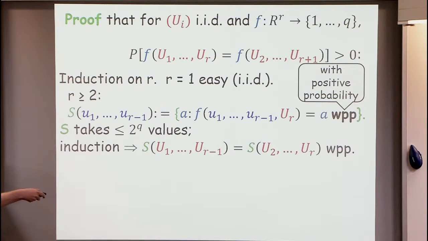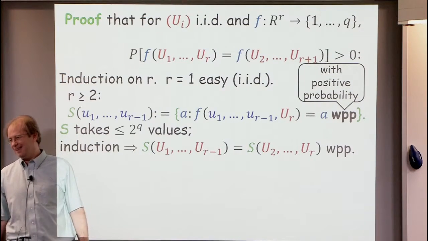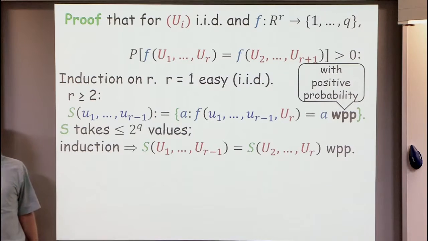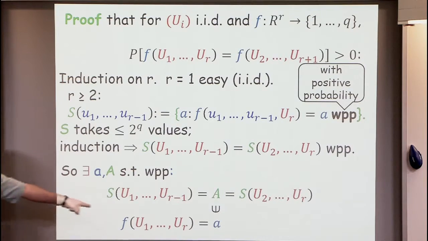And the inductive hypothesis says with positive probability, S of u1 up to ur minus 1, where these things are random again now, equals, slide the window along by 1. So that means there's some particular set such that with positive probability they're both equal to that. But what was S? Well, it's this set of values that f can take with positive probability. So f of u1 up to ur is in this set. And in particular, you can pick a deterministic element of that set, so that everything here is still true with positive probability, f equals that as well.